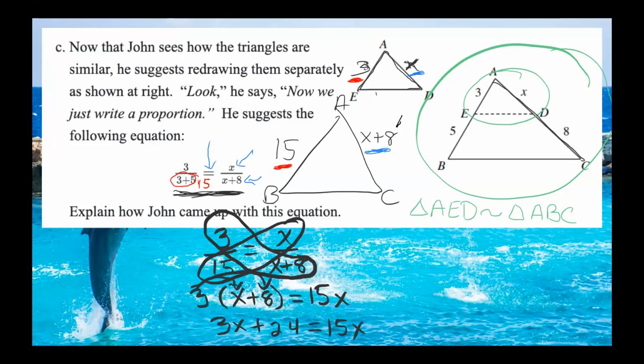At this point, you should balance 3x off of both sides. So I'm going to continue that here. Take away 3x from both sides. So you get 24 equals 12x. And then divide both sides by 12. So x is going to equal 2.